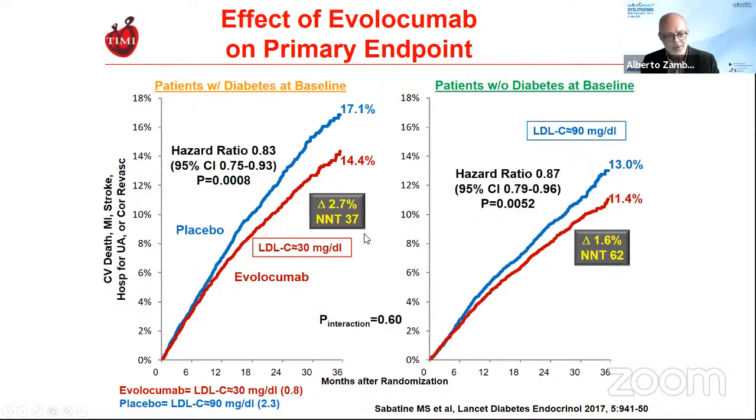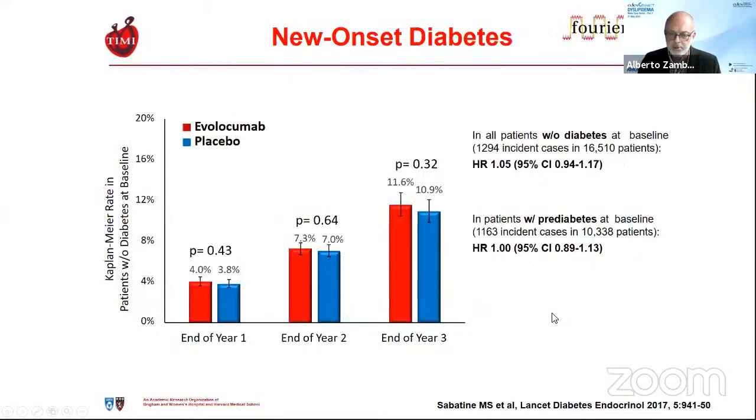So a further, more aggressive approach, even in patients with diabetes, reducing ApoB-containing lipoprotein and particularly LDL cholesterol, further reduces in Fourier the risk of cardiovascular events, cardiovascular death, non-fatal MI, non-fatal stroke, hospitalization for unstable angina, and coronary revascularization.